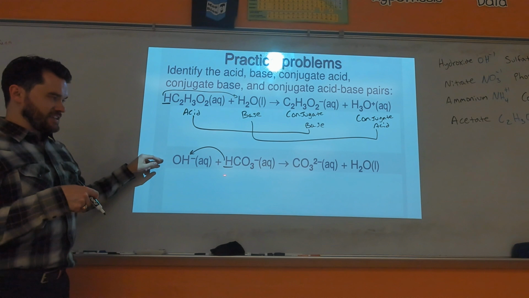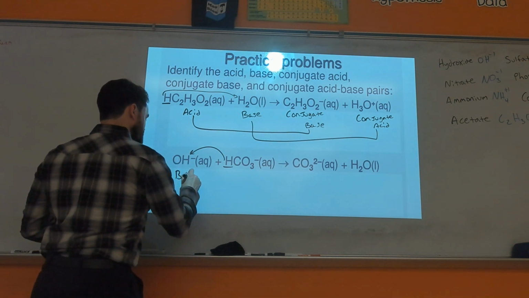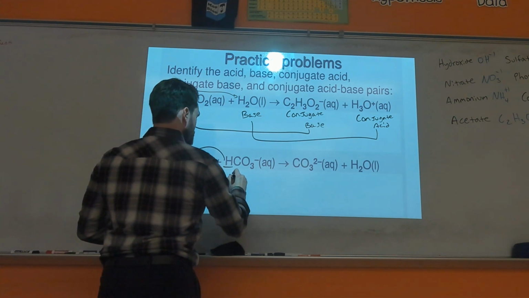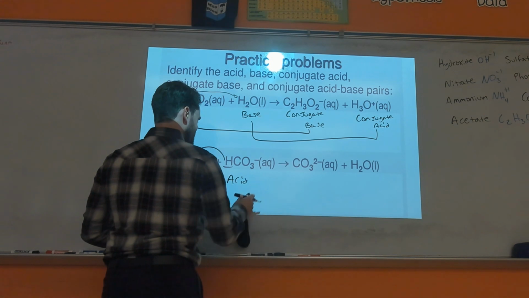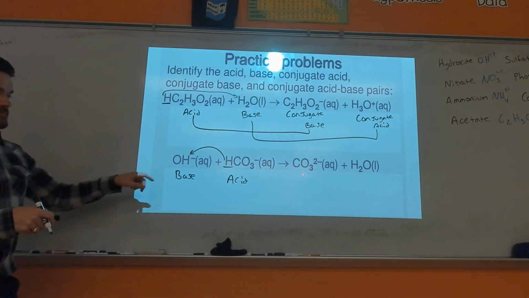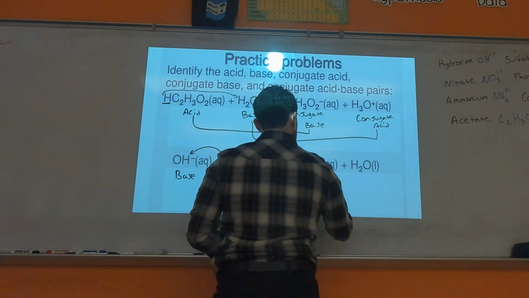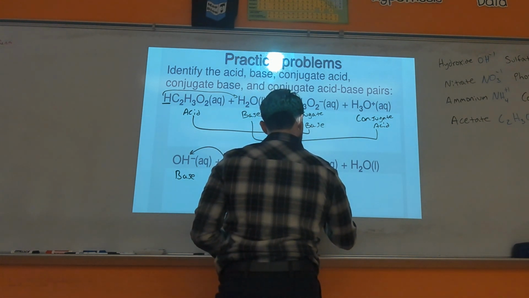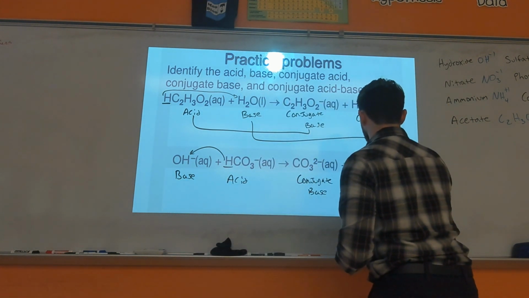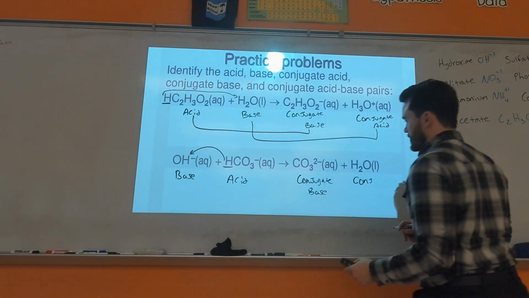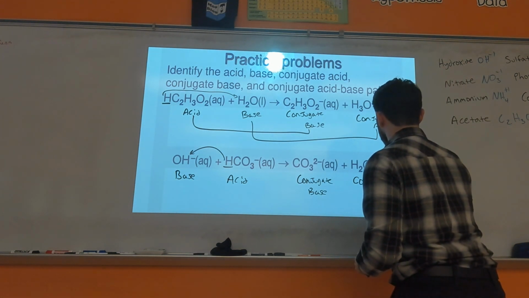And then OH minus is going to accept it. So if you're accepting an H plus, you are a base. And if you're donating an H plus, you are an acid. There's no E in acid. Okay, so then because this was the acid, this is now your conjugate base. And then water, because hydroxide, OH minus, was acting like a base, now water is your conjugate acid.